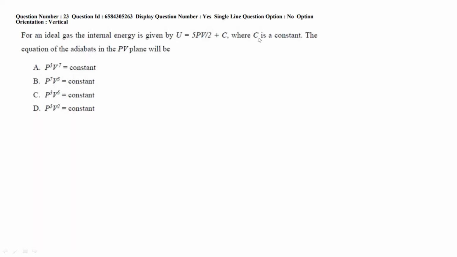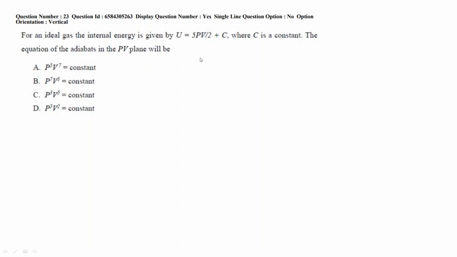Now this is a KVPY question. For an ideal gas, the internal energy is given by U is equal to 5PV by 2 plus C, where C is a constant. The equation of the adiabatic in the PV plane will be. So it's nothing but, if the internal energy is given by U is equal to 5PV by 2 plus C, then you have to find the equation for the adiabatic process.